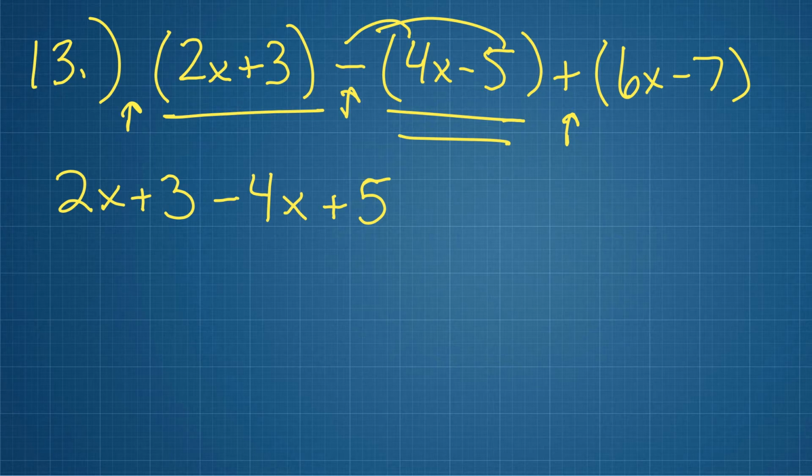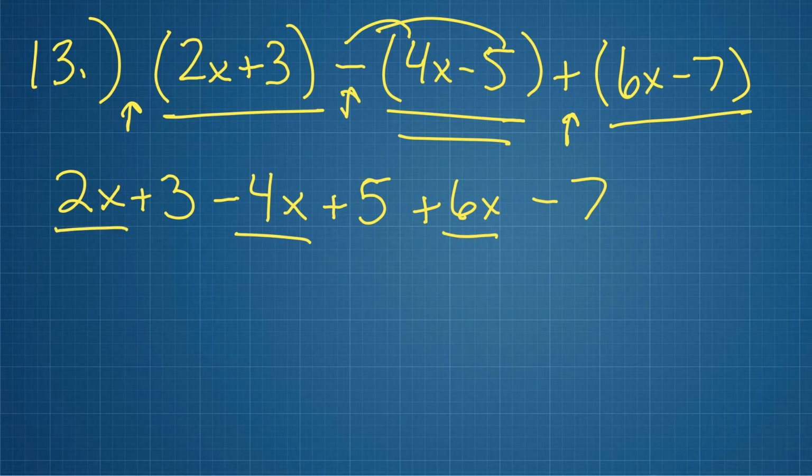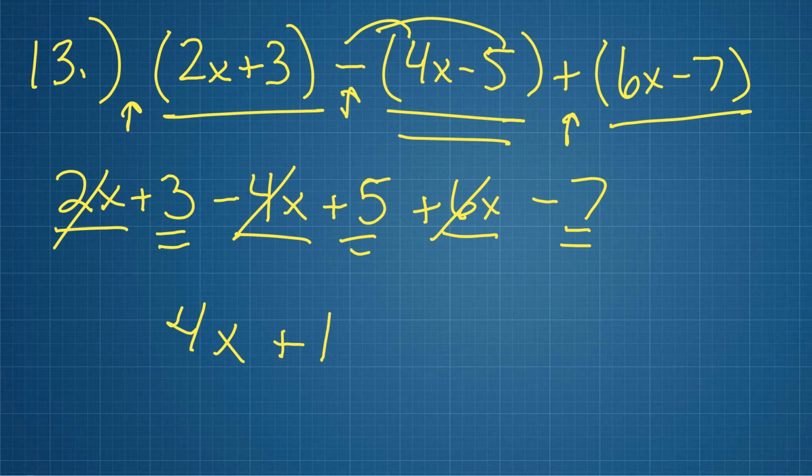If there's a plus sign, it's just like there's nothing there. I keep 6x minus 7 the same, so it's plus 6x minus 7. 2x minus 4x is negative 2x, plus another 6x is positive 4x. X's are taken care of. 3 and 5 is 8. 8 minus 7 is 1. So I have 8 minus 7 is 1, so 4x plus 1. Alright.